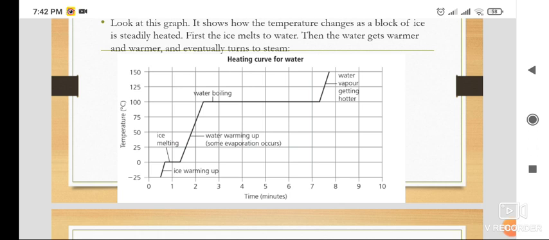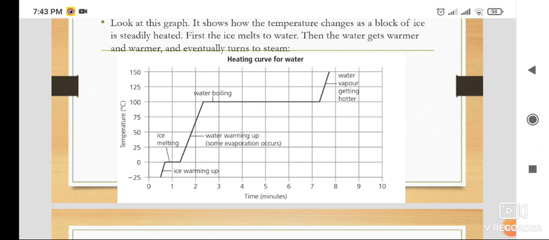According to that graph, we have frozen ice at minus 25 degree centigrade. Temperature is expressed on the y-axis. As this temperature is less than the melting point of ice, below 0 degree centigrade there will be no melting at all. But when we give heat to the system, its temperature will start increasing. At the melting point, that is at 0 degree centigrade, it will start melting.